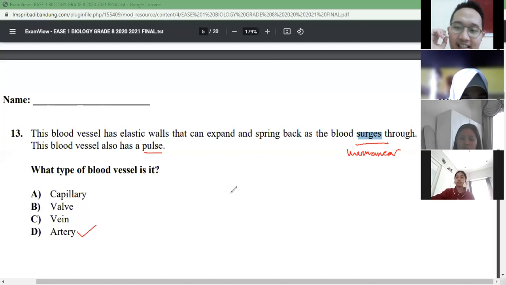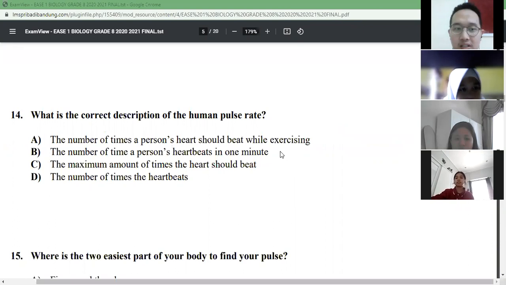So that's why the natural ability of our artery is that it can withstand the high pressure from blood. Thank you. So next. What is the correct description of the human pulse rate?